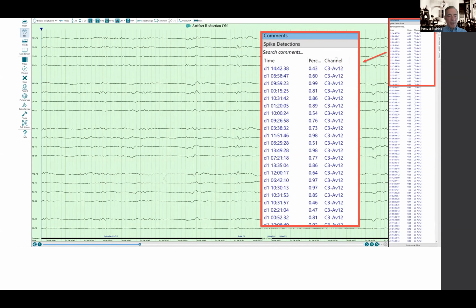EMU recordings can have 100 or thousands of detections a day. Certainly with ICU recordings, with periodic discharges, you can have thousands and thousands of detections per day. So when there are a large number of detections, spike density trends and clustering add a way to look at those in the context of what's happening in the EEG. While this long comment list, which I've zoomed in on, can be helpful in zooming in on an individual detection, the trend can paint a picture of how these are happening in context, what rate they are happening at, and so forth. So let's look at some examples of that.